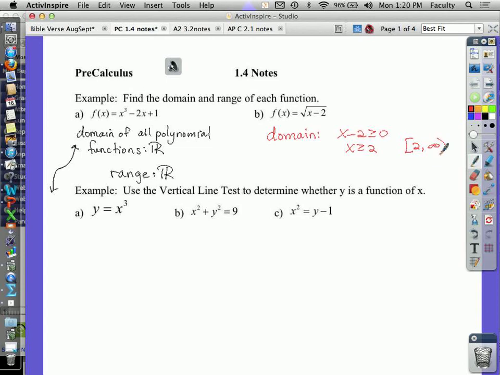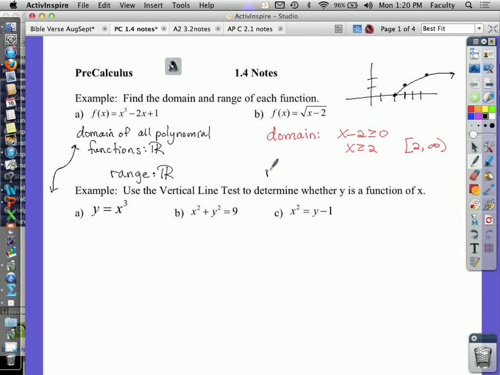Now, in order to do the range, you want to think for a moment. Okay, it starts at 2. And it's going to the right. X is going to the right. So if I plug in 3, that's 1. And if I plug in, say, 6, that's 2. So here's our square root. Remember, we did our square roots.